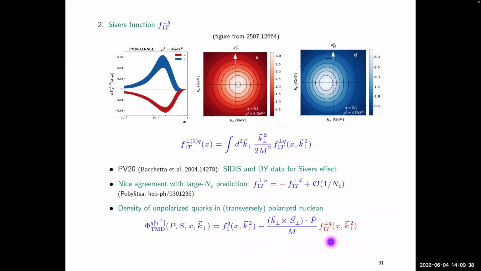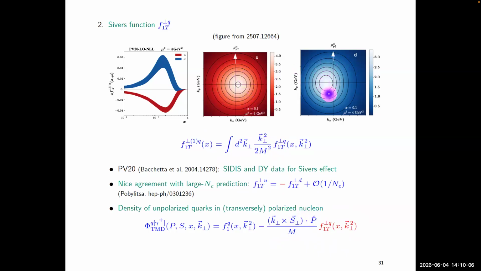Imagine for a moment the situation that this Sivers term is actually not present. In this case, if we had just the unpolarized TMD, the maximum would be here at the center, and we would have total axial symmetry. And the presence of this term does two things. It shifts the maximum away from the center, for up quarks a little bit to the right, for down quarks to the left, and it distorts the axial symmetry.